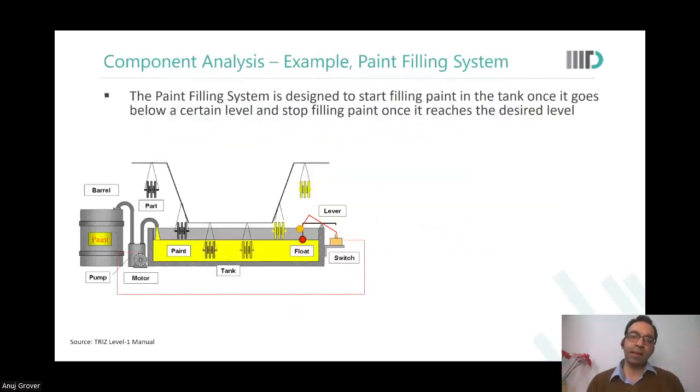Now let's look at the example of a paint filling system. This paint filling system is designed to start filling the paint in the tank. So you see this tank? There is this tank over here, which is holding this yellow colored paint. What this paint filling system does is, as soon as it senses that the level of the paint has reduced, it would start to refill the paint.